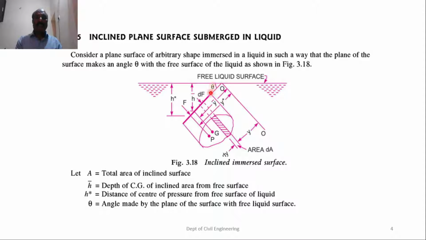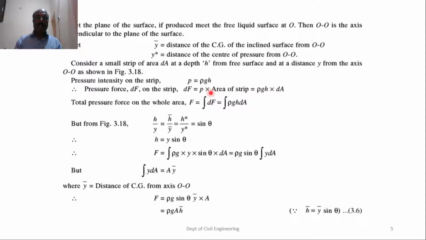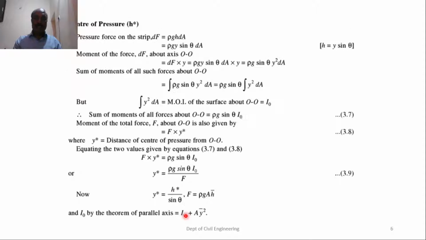sin theta. So instead of h, we have to write y sin theta. Instead of h bar, we write y bar sin theta. Instead of h star, we write y star sin theta. The remaining will be the same. So here you have to substitute h star equal to y star sin theta.